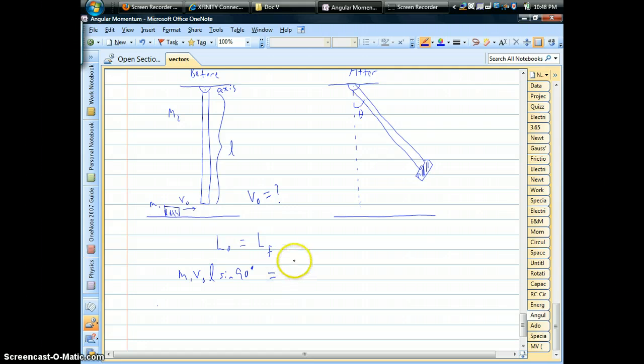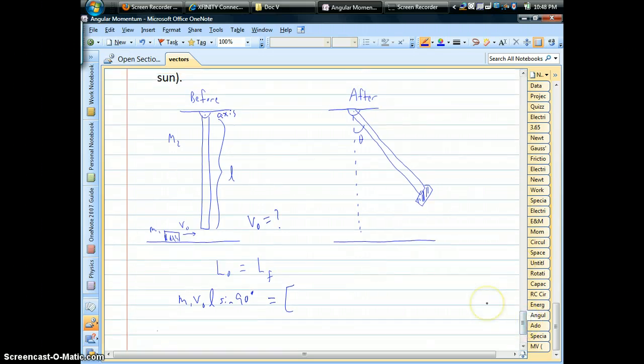Now afterwards, the block and the stick stick together, and so we need the total inertia. Now we're going to have a rotation, so we have a moment of inertia and an angular velocity. For a stick swinging about one of its ends, it's 1/3 its mass times the length squared. The block we're going to treat as a point mass, so that's its mass times the distance squared from the axis.